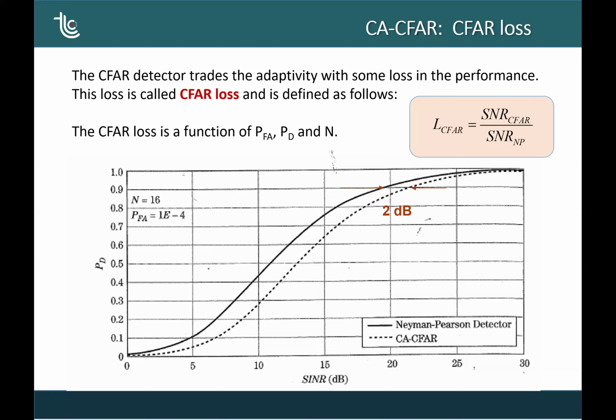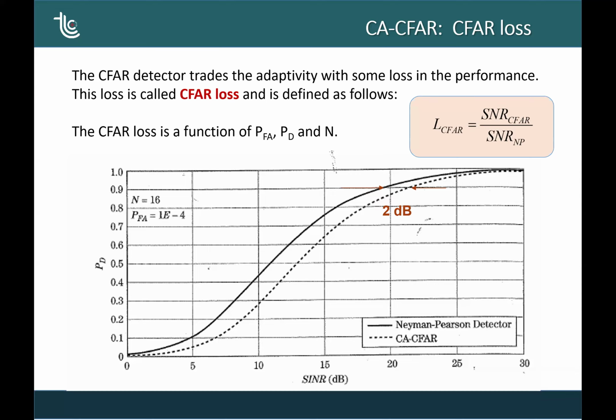Then we compare the signal to noise ratio in the CFAR detector that is necessary to get a specific probability of false alarm and probability of detection that we want. And then we compare it with the signal to noise ratio that is necessary in the Neyman-Pearson detector for the same PD and PFA, okay? So the solid line here relates to the Neyman-Pearson detector, where everything is known. I mean, this ratio is linear.